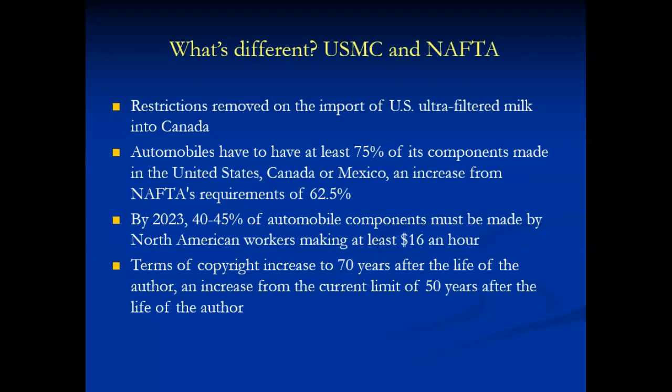And so the agreement was that automobiles had to have 75% of their components made in the United States, Canada, and Mexico, which was an increase of the previous requirement of 62.5%. By 2023, 40 to 45% of the components had to be made by North American workers making at least $16 an hour, which may not sound like much because we live here in Silicon Valley, but it's a reasonable rate in other parts of the country.